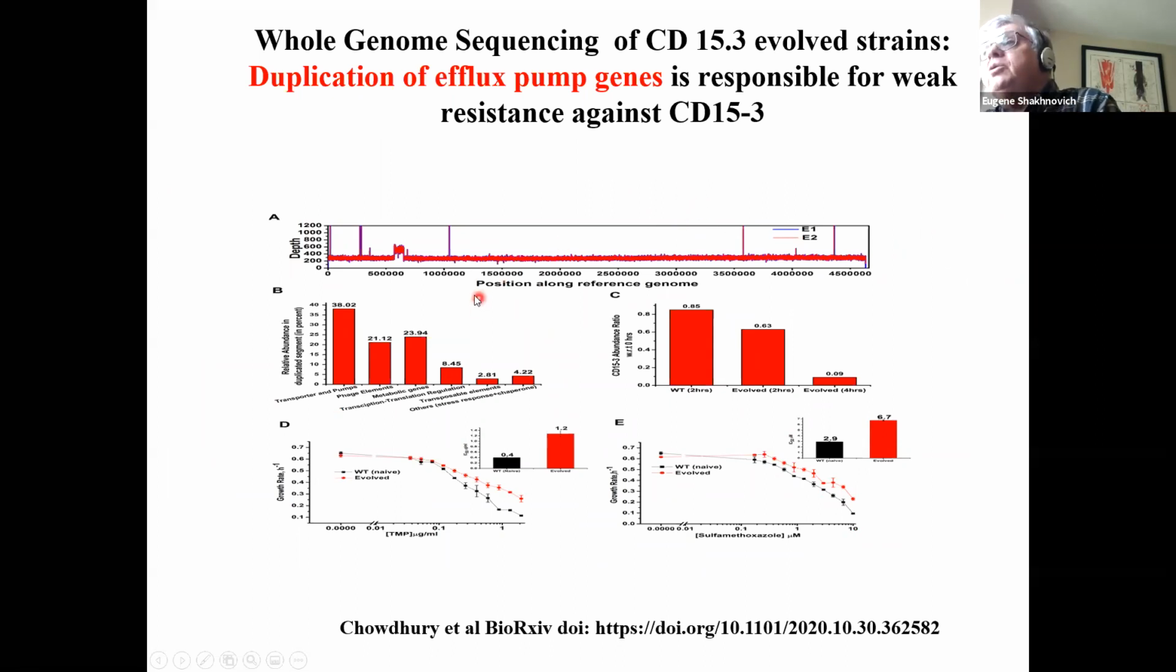Then we did whole genome sequencing of the evolved strains under this new compound, and we found that the only way for the bacteria to evolve even weak resistance is to duplicate part of the genome responsible for efflux pumps. This increases efflux pump activity, which pumped out some of the compound, but not sufficiently to make the bacteria truly resistant.